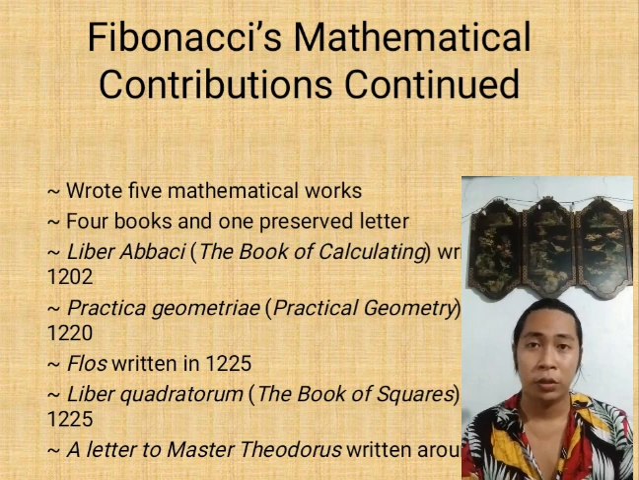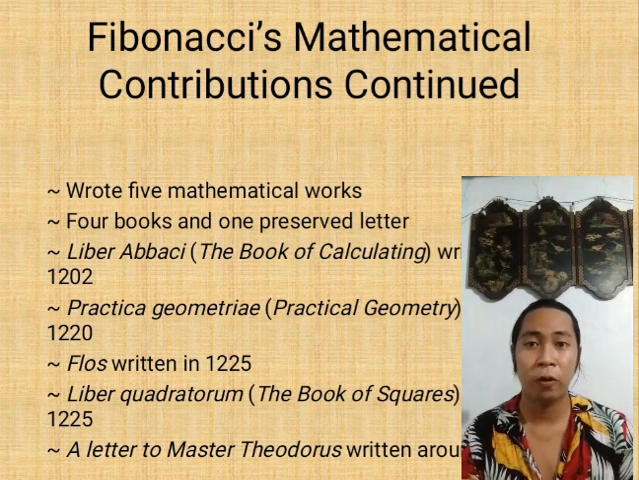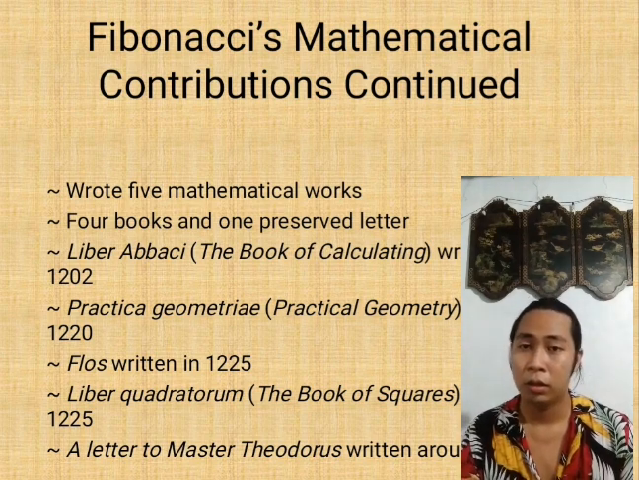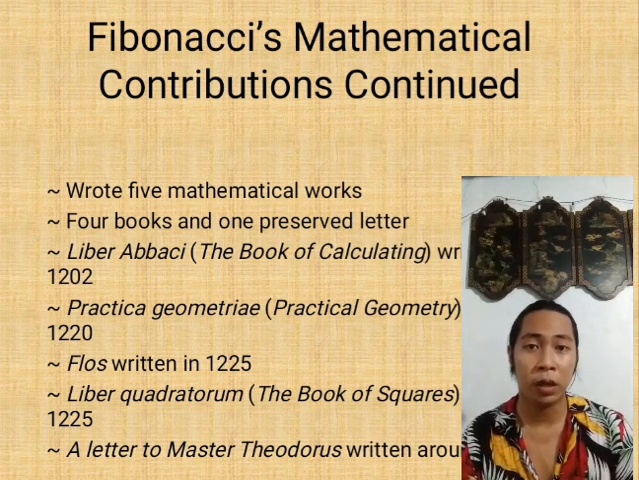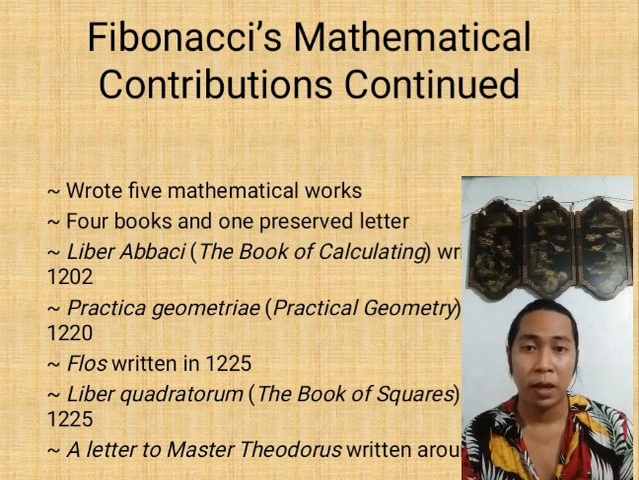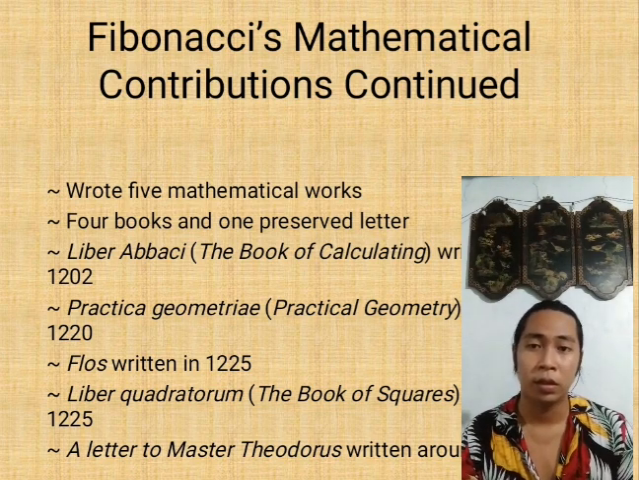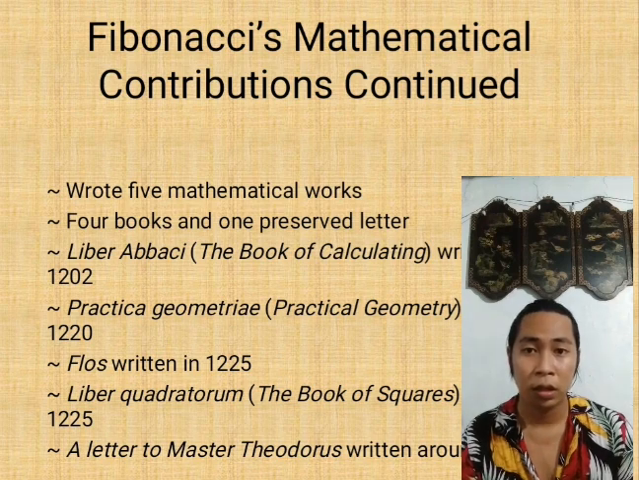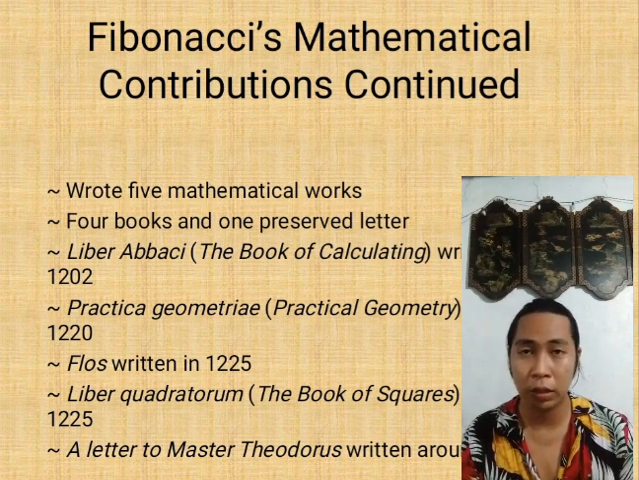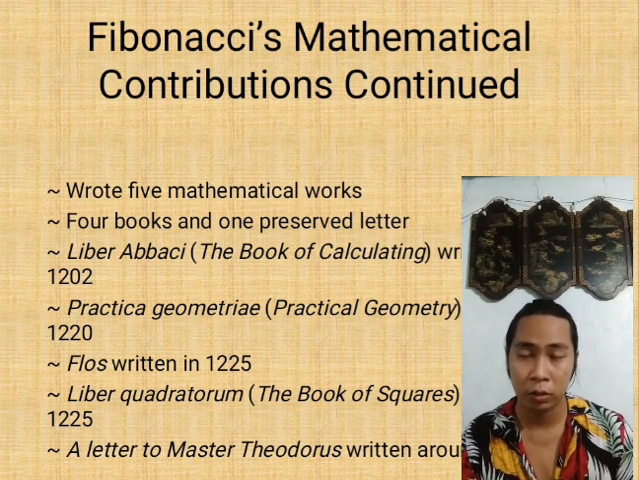Fibonacci's mathematical contributions continue. Number 1, he wrote 5 mathematical works. Second, 4 books and 1 preserved letter. Third, Liber Abaci, the book of calculating, written in 1202. Second is Practical Geometry, written in 1220. Next is Flos, written in 1225. Next is Liber Quadratorum, the book of squares, written in 1225. And the last is a letter to Master Theodorus, written around 1225.